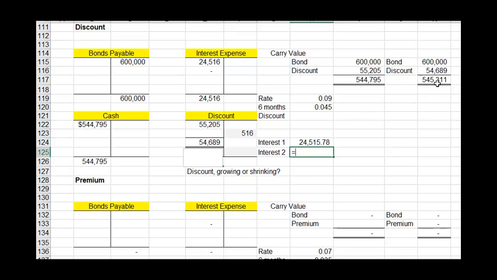Let's calculate our interest. We are going to take our bond's carrying value multiplied by our rate. This is going to give us interest of $24,539. Let's go ahead and add that up here in our T account. So what we're going to do is pay interest expense of $24,539. We are also going to pay that briefcase of cash, which is always $24,000.